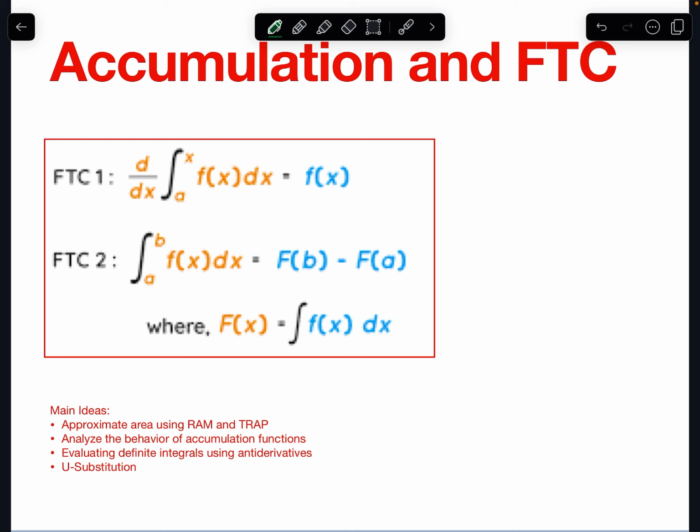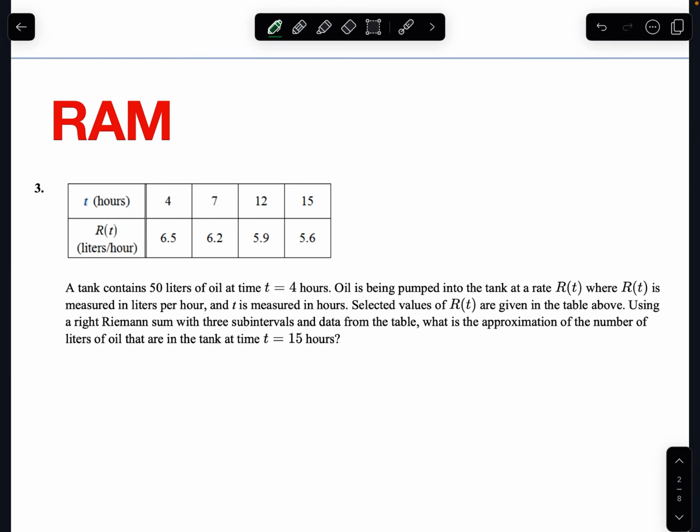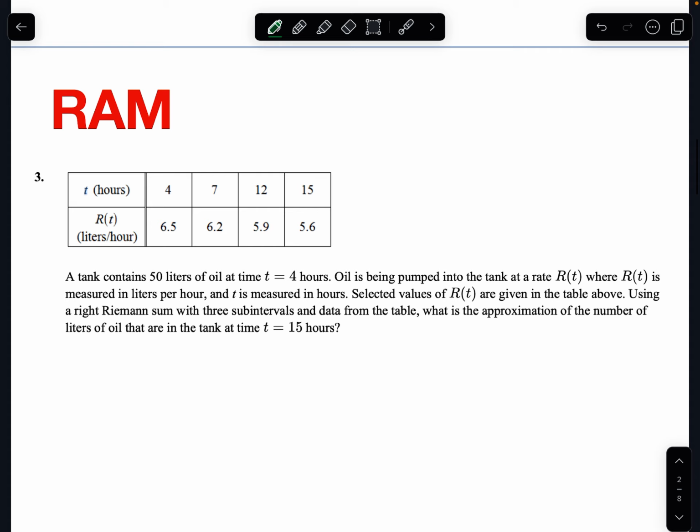Our main ideas today are approximate area using our Riemann sums, analyze the behavior of accumulation functions, evaluate some definite integrals using antiderivatives, that's the fundamental theorem of calculus there, and also we'll finish with some U-substitution. So let's start here with what appears to be some sort of free response style problem.